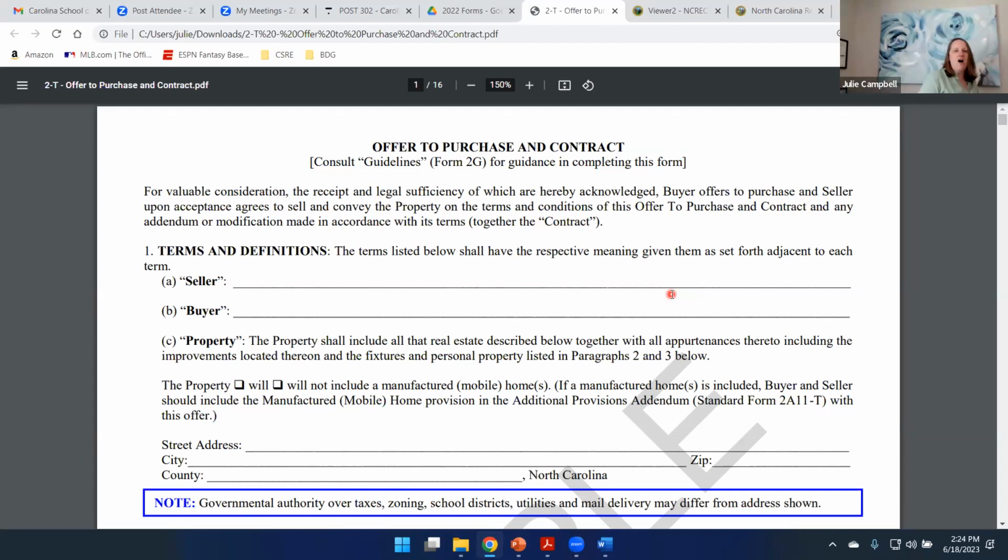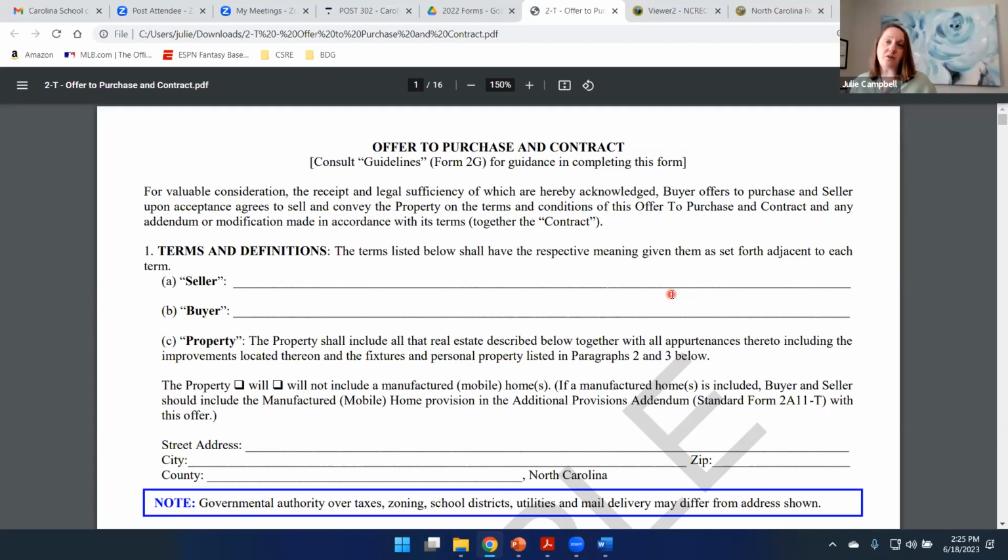So the offer to purchase and contract. Let's understand first off, this form serves two purposes. It begins as an offer to purchase and upon acceptance becomes a legally binding contract. So thank you, Forms Committee, for providing us with this one document to present the offer and to put that offer under contract.